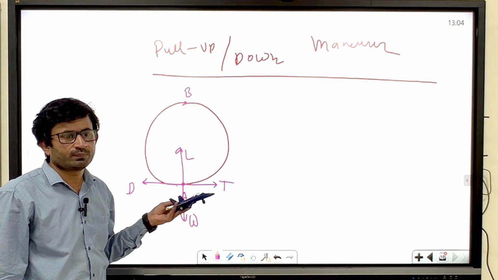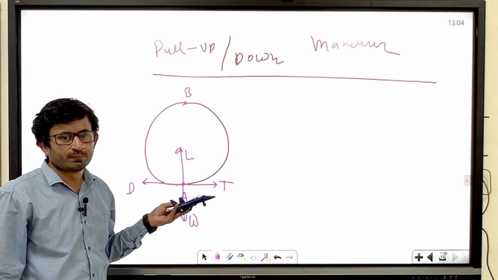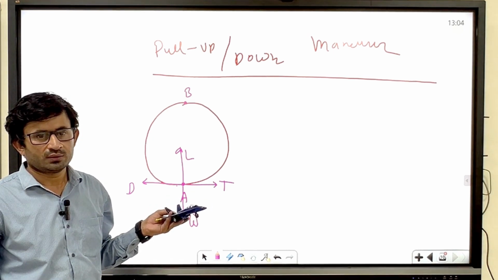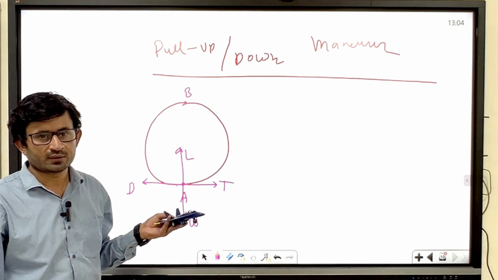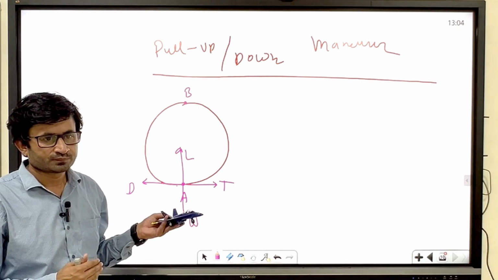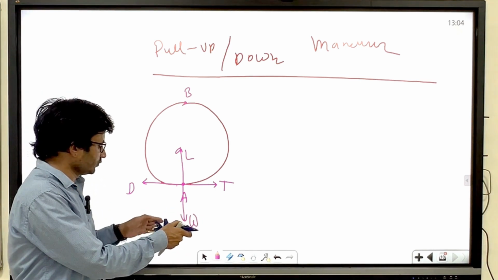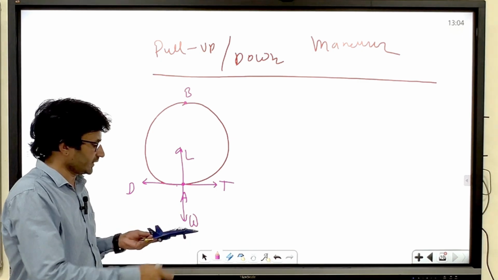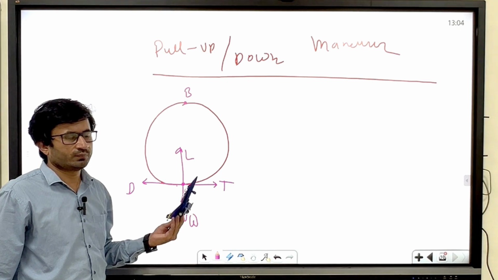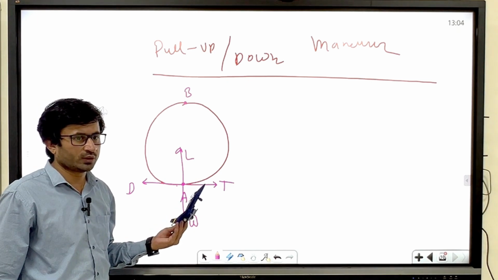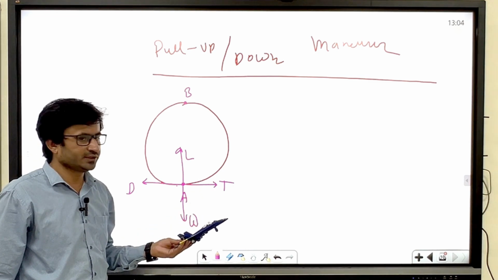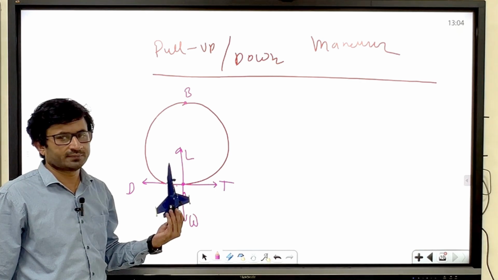And how will you do the pull up? You will put the maximum throttle to get the excess power in order to get the lift greater than weight, and then simultaneously you put the elevator up to rotate the aircraft. So by this you can achieve the pull up maneuver. So in this condition, every time your flight path angle is changing with the time.